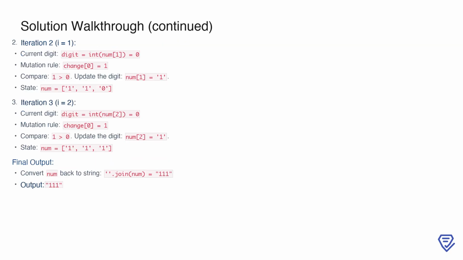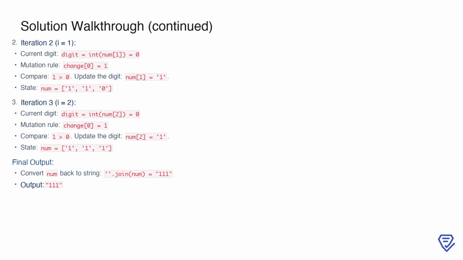In the second iteration, the current digit at index 1 is 0. The mutation rules specify the change 0 is 1. Comparing 1 with 0, we see that 1 is greater, so we update the digit at index 1 to 1. The state of number becomes 1, 1, 0.